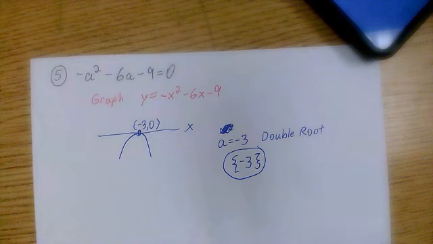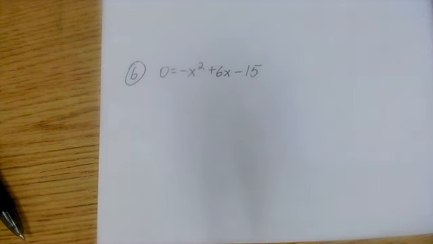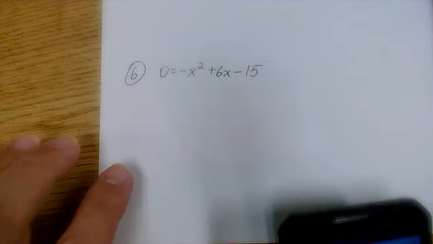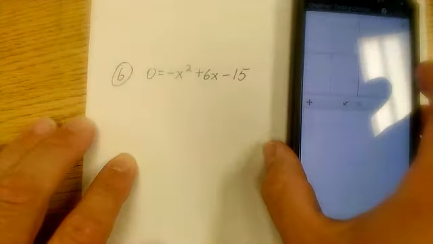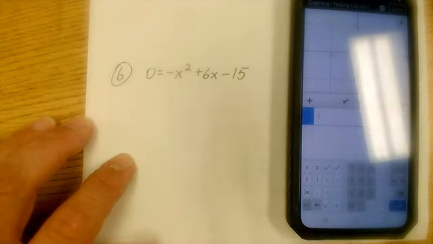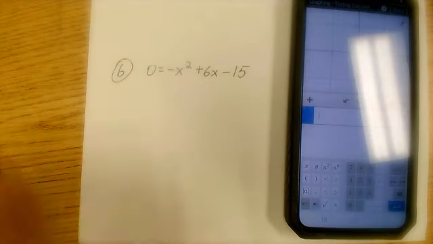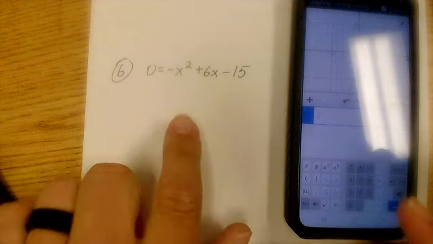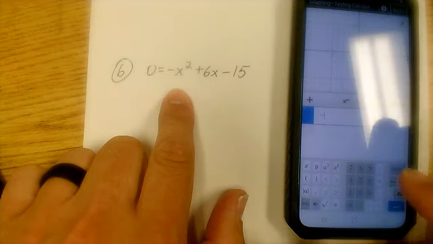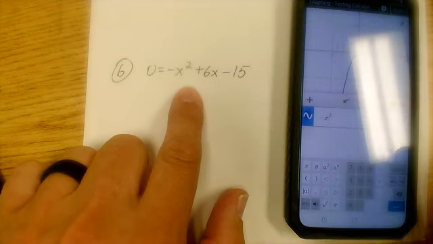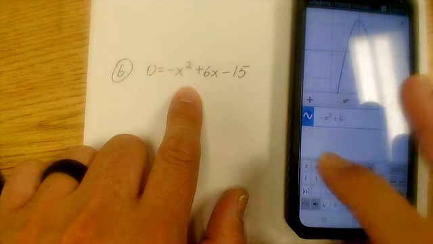All right, that leaves us with one last problem to take a look at. So here's our final problem. 0 equals -x squared plus 6x minus 15. It's already equal to 0 conveniently enough. So what I'm going to do is, and remember, if it's ever not equal to 0, you need to work on it to get it equal to 0. So I'm going to go ahead and just type in the -x squared plus 6x minus 15.